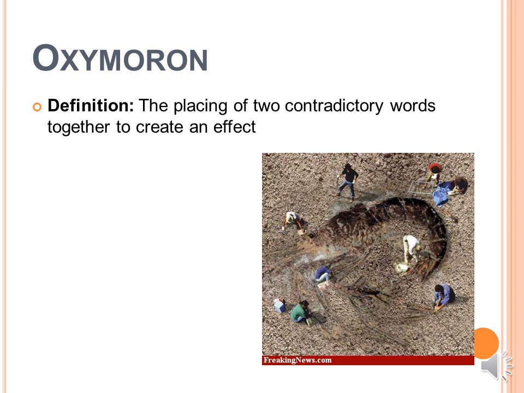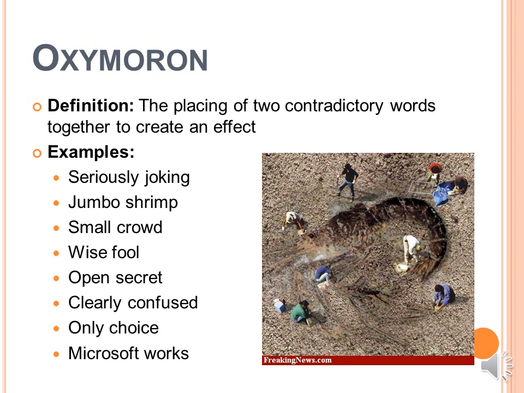Oxymoron, most people probably know this one. It's the placing of two contradictory words together to create an effect. There's a ton of examples. Just one quick one, jumbo shrimp. Jumbo by definition is big, shrimp by definition is small. But when you put them together, you get a contradiction in terms. It's an oxymoron. It's two words that contradict each other smashed together.